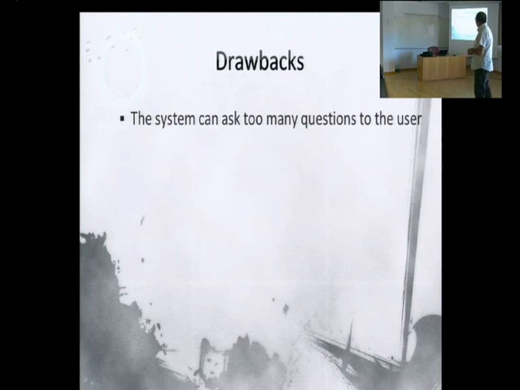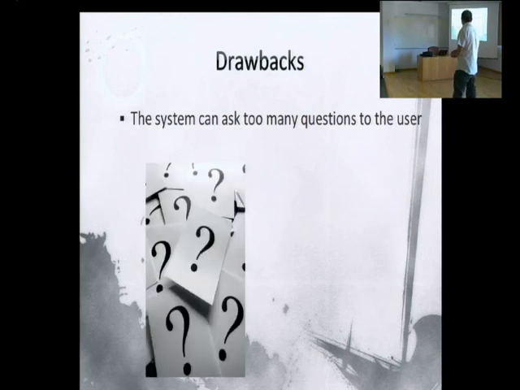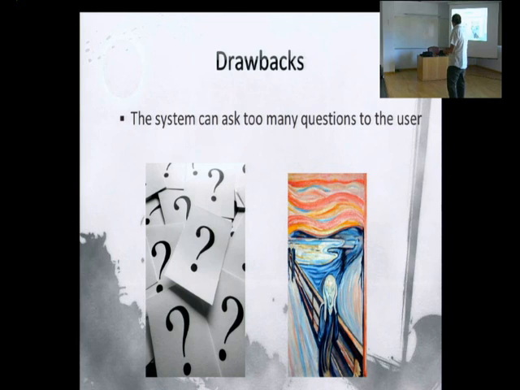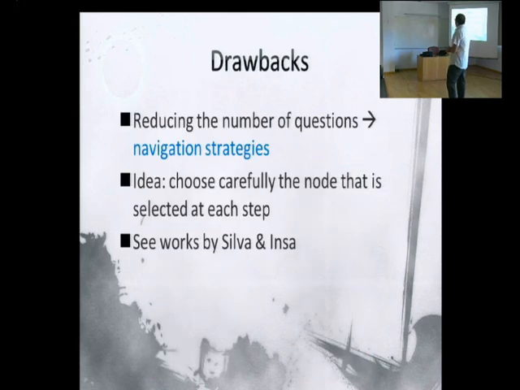Another drawback is that the system can ask too many questions to the user. This is easier to solve in practice. You can have huge trees, but there are some ways of navigating the tree to ask as few questions as possible using some techniques of navigation. So you have many questions, and the poor user doesn't know how to solve this. But the answer is to use good navigation strategies. Also, Vicente, Silva and David have been working on that. There are a lot of navigation strategies that take into account the size of the tree and the form of the tree and try to ask as few questions as possible.